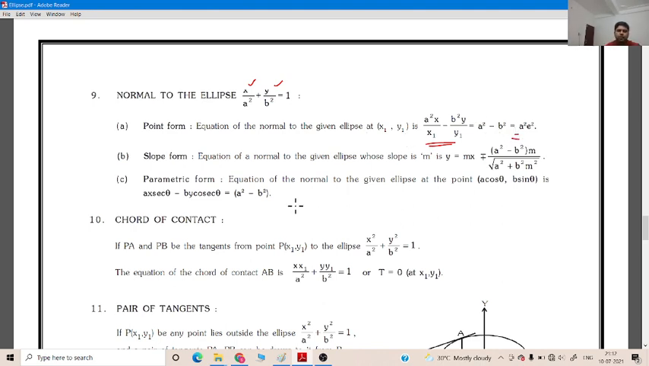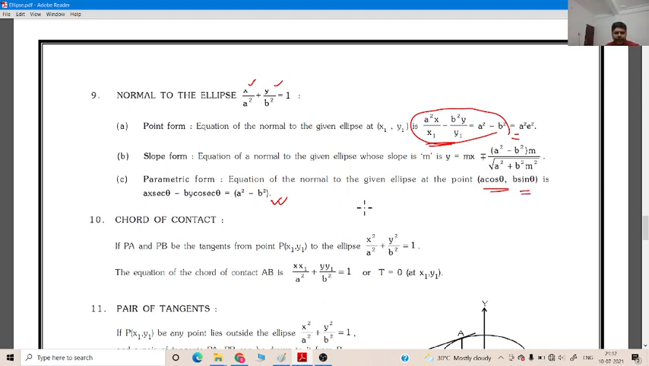Okay. And the slope form is what? Putting the value of c is equal to this part, a square minus b square into m divided by this one. That is the equation of the normal in slope form. And in the parametric form, putting this coordinate a cos theta and b sin theta in the given expression, then you have this equation. Put x place as a cos theta and y place as b sin theta, ultimately you have this result.